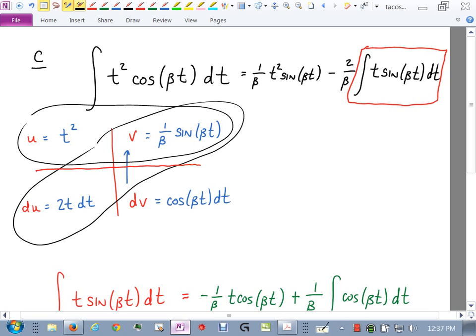I think I'll do that, and then we'll get out of here. So this is equal to, I'm going to go to a smaller pen here, 1 over beta t squared sine beta t. Now, I had what out here? Negative 2 over beta. And that's got to distribute. I'm not going to be able to fit all that on there, so I'll grab all this and take it to another page.